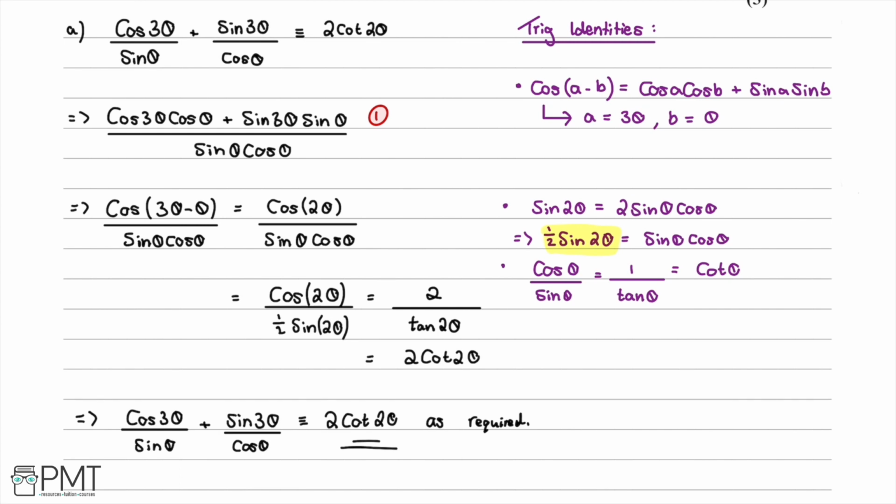We then received our second mark for using our first trig identity, so using the fact that cos of a minus b was equal to this term here, and then implementing that here. We then receive our third mark for knowing to use the double angle formula and getting to cos of 2 theta over a half of sine 2 theta, and then we receive our fourth and final mark for going from this stage here to this stage here, so knowing that cos theta over sine theta was equal to cot theta, and then we pick this final mark up for concluding with a correct statement at the end here.